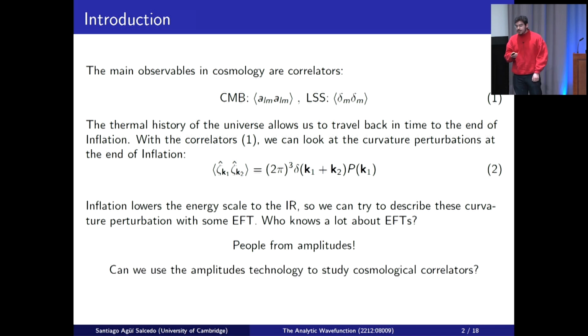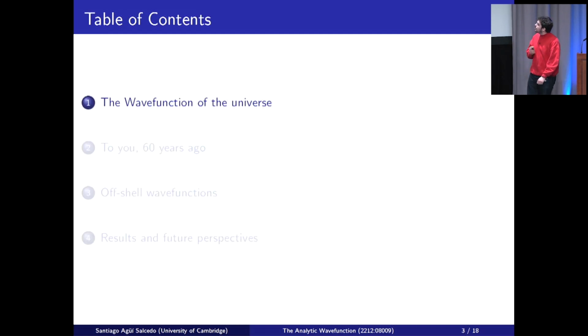So the question that we answered is, can we use amplitudes technology to study cosmological correlators? And the fact that I have this on a paper is yes. So we're going to divide the talk into 3 parts. I'm going to first talk about the theoretical framework for cosmology. Then I'm going to go back 60 years in time to discuss how people did this in the 60s. And then I'm going to try to marry both concepts in something called off-shell wave function coefficients.